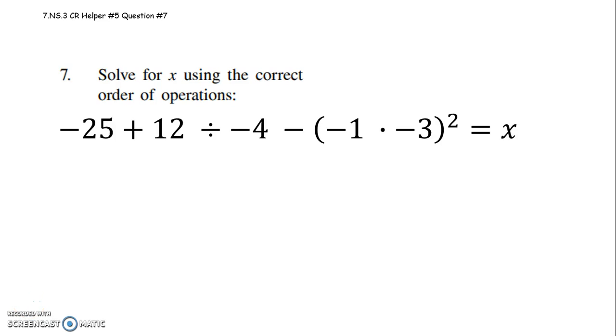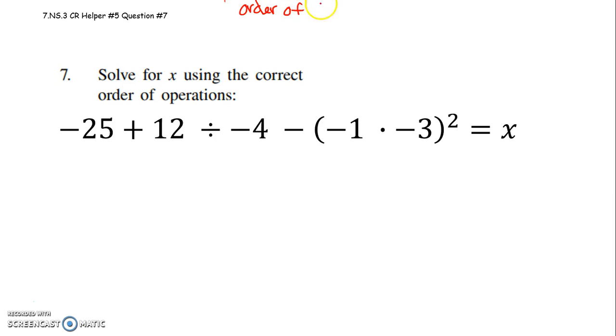All right, seventh graders, this is to help you with question 7 on CR number 5. The question that Ms. Prue and I came up with is very similar to your question number 5, but not the same. It says solve for x using the order of operations. Okay, so the first thing you have to do is remember your order of operations. So let's just review those real quick.